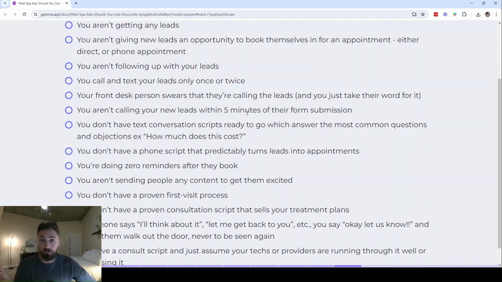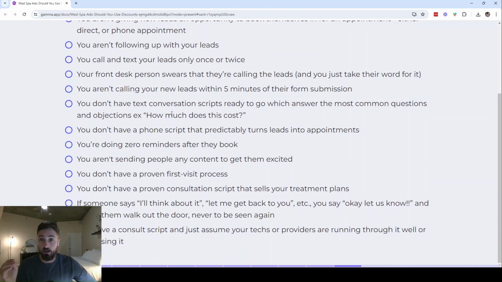You aren't calling your new leads within 5 minutes of their form submission. You don't have a text conversation script ready, so that when people have questions and objections such as how much does this cost, you actually have something to say that isn't just here's the price, and then they never text you again, right? You don't have a phone script that predictably turns people into appointments.